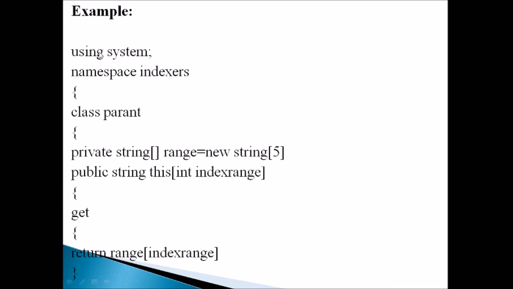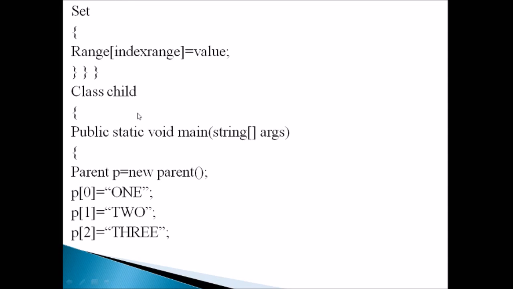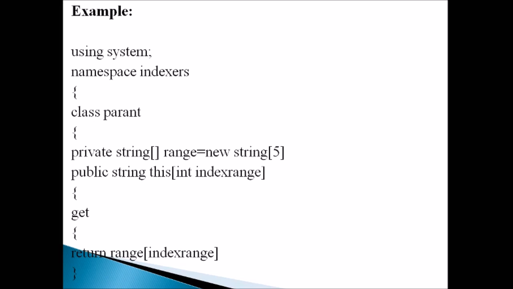In that, the first statement is using System and then namespace indexers. The class name is parent. Within the class we have declared the range variable as an array variable with the data type string equal to new string of 5, where we are assigning the size 5 to the variable range. Then in the next line, public string this, within the brackets we have given the parameter, that is int index range. Within the indexer we have given get, where we are returning the index range value, and in set we are assigning the value to the index range. These are the two built-in accessors given within the indexer.